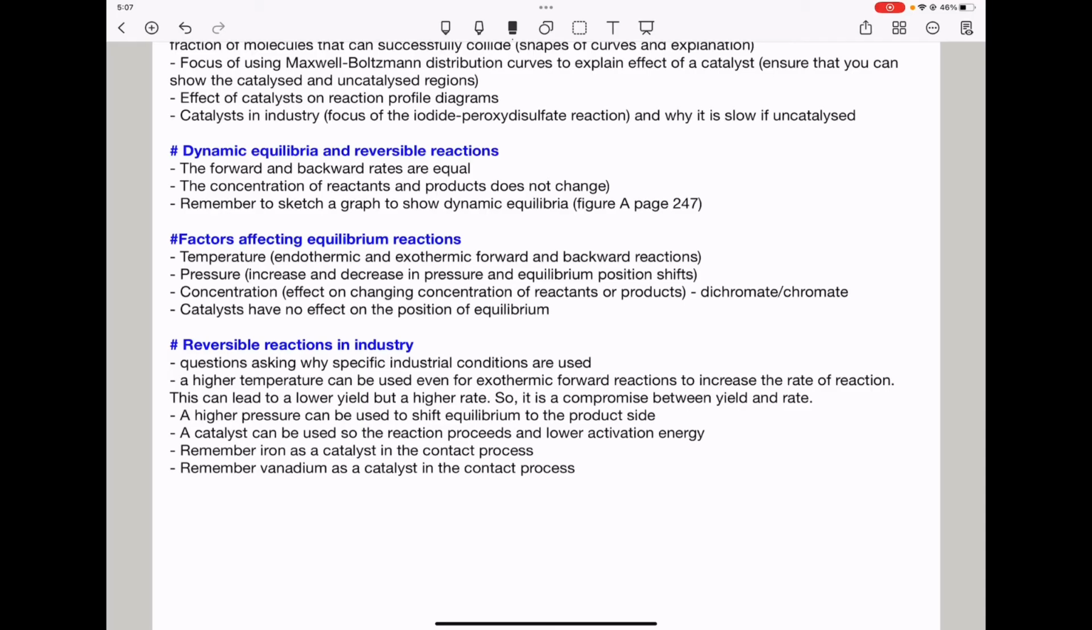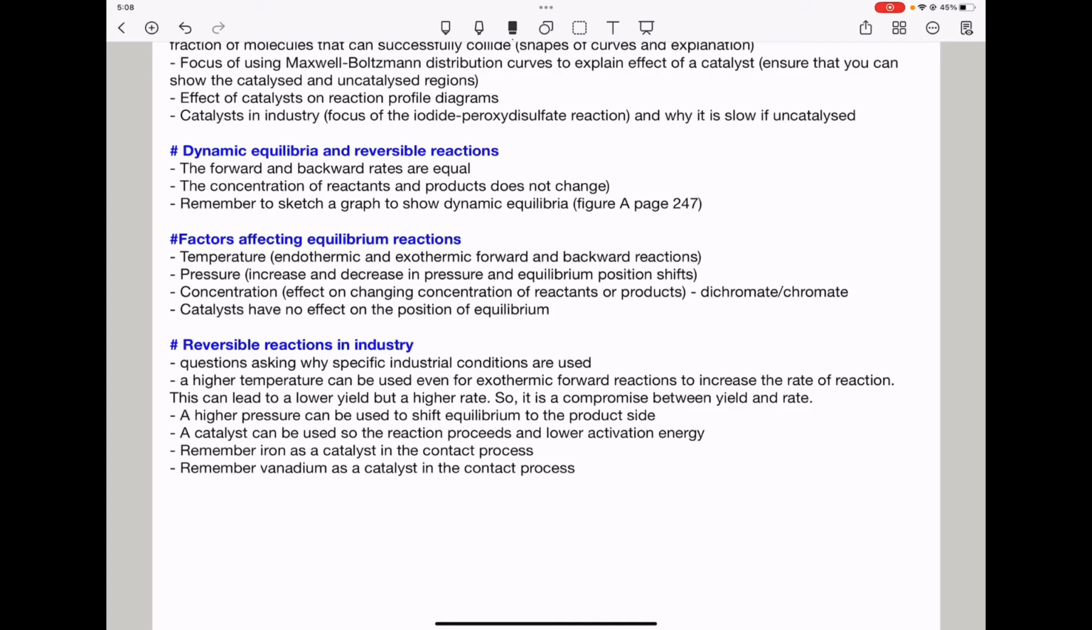Lastly, from topic 9, reversible reactions in industry. They could bring questions asking why specific industrial conditions are used, like a higher temperature can be used even for exothermic forward reactions to increase the rate of reaction, and this can lead to a lower yield but a higher rate. So it is a compromise, of course, between yield and rate. The manufacturer wants to get the products in a shorter period of time, so they compromise by using a higher temperature, even if the higher temperature decreases the yield of the product because it shifts equilibrium to the left. They are ready to do that in order to obtain the products in a shorter period of time.